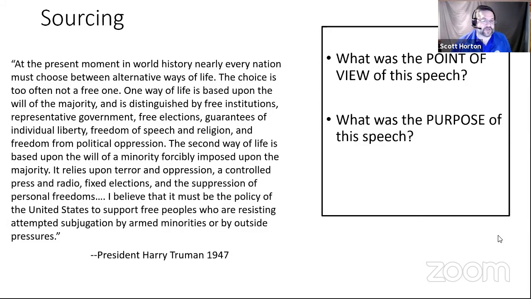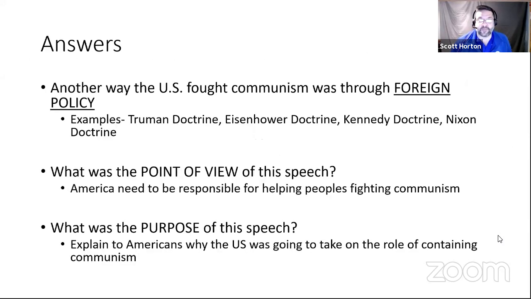So some possible answers for that one. Truman, of course, defines the battle between the two different ways of life, as he calls it, the way of life of free institutions and representative government, and the opposite of that, of course, the will of a minority, which he's really referring to communists there. So the United States fought communism through foreign policy, and so this is an example of what's called the Truman Doctrine, which eventually will become the bedrock of Cold War policy in the United States. Trying to contain or stop the spread of communism is the idea of that.